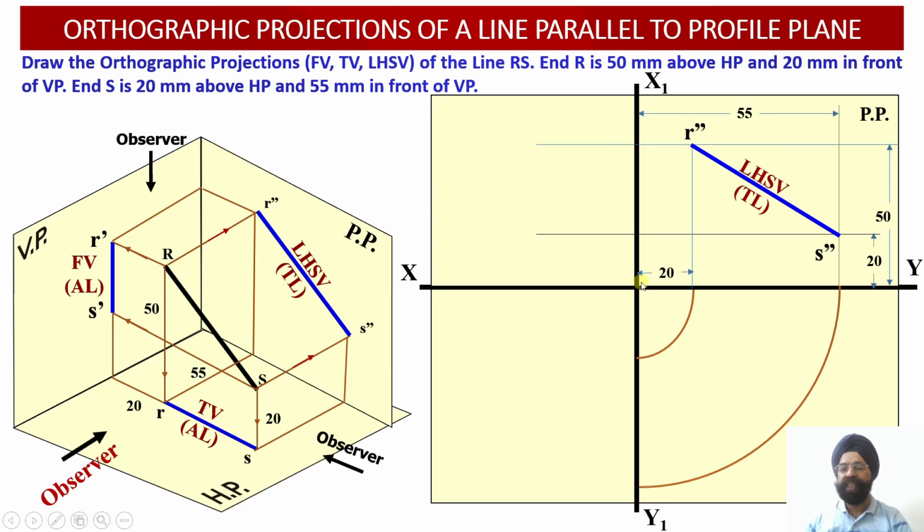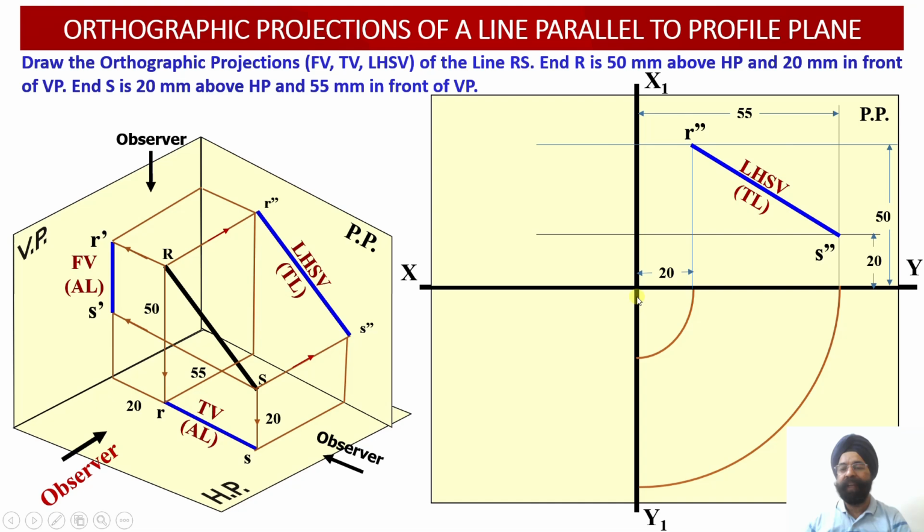We know the distance of 20 millimeter corresponding to the point R. So we will keep our needle compass at the point of intersection of the reference line XY and the reference line X1, Y1 corresponding to the profile plane. With this point as the needle point, we open the compass equal to 20 millimeter and draw an arc, so that we can transfer this distance from the profile plane onto the top view plane, that is, onto the horizontal plane.